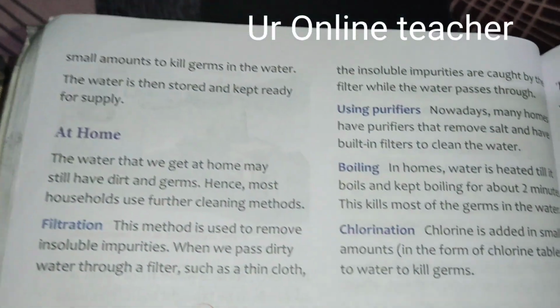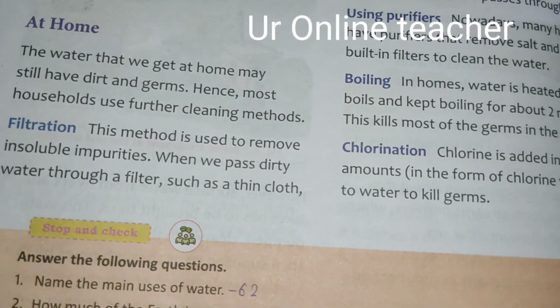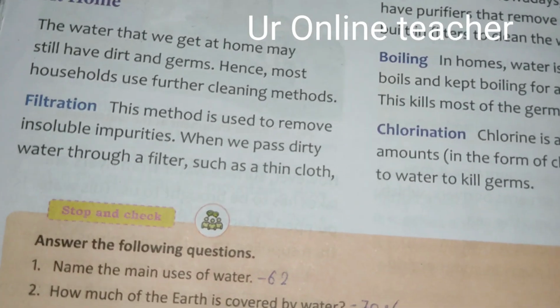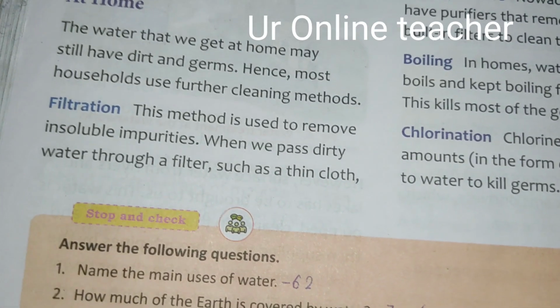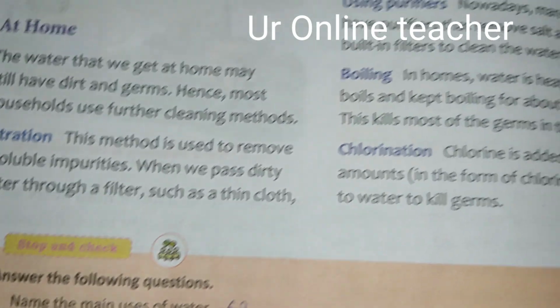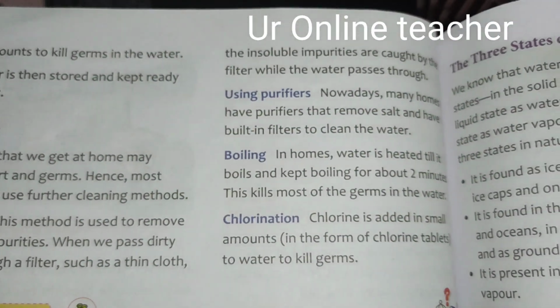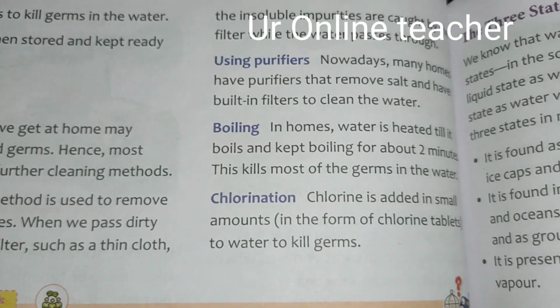Then at home, what do we have to do? The water we get at home again may have dirt and germs. So while using, what do we have to do? We again should filter it. This method is used to remove insoluble impurities. When we pass dirty water through a filter such as a thin cloth, all the insoluble impurities may go, or we can use purifiers.